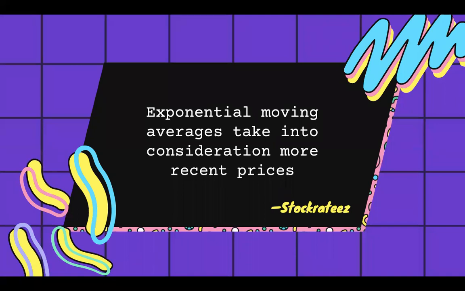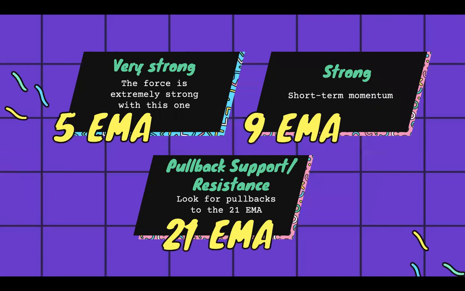Right. Exponential moving averages take into consideration more recent prices. So you have the SMA, which is the simple moving average, and then the EMA, which is the exponential moving average, and that considers more recent prices, like I just said. Is any one really better than the other? I think for the 50 and 200, use the SMA because it takes into consideration past price action more. But for day trading, when you're using the 9 EMA, 21 EMA, 5 EMA, use EMAs because for short-term momentum moving averages, you want more recent price action to be more weighted.